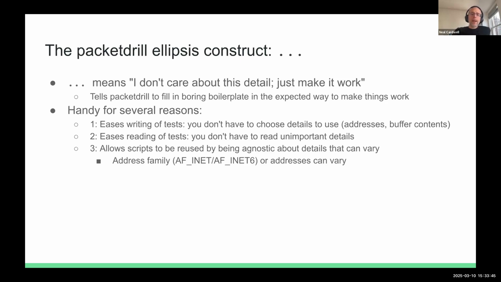First, it makes it easier to write tests because you don't have to choose the boring details for IP addresses or the contents of test buffers. Second, it eases the reading of tests. You don't have to read the boring details. And then finally, it allows scripts to be generic so that they can be reused by being agnostic about details that can vary between IPv4 and IPv6.